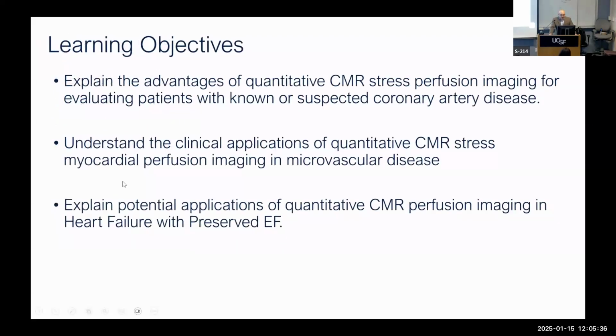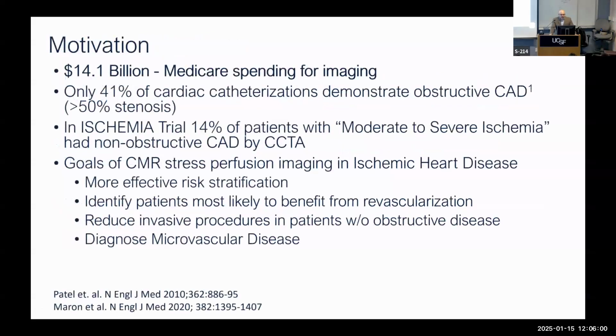So for this talk, in terms of my learning objectives, I want to first give you a general idea about MRI and explain some of the advantages of quantitative CMR stress perfusion imaging for evaluating patients with coronary artery disease, help you understand some of the clinical applications of quantitative stress CMR, looking also at microvascular disease, and then finally, we'll end talking a little bit about utility in heart failure and cardiomyopathies.